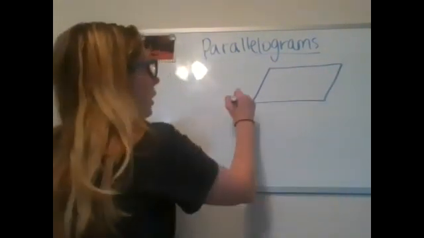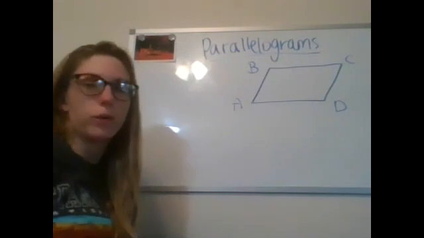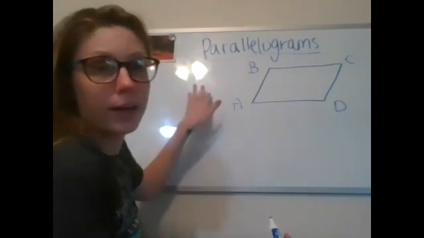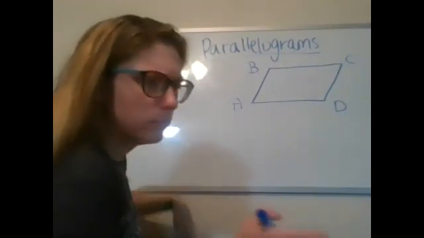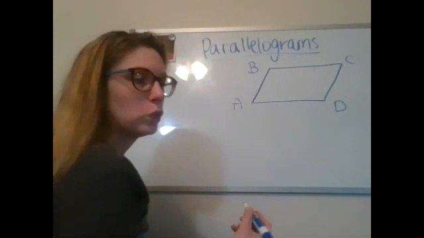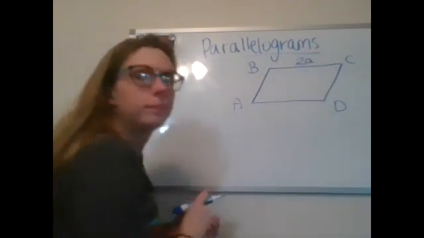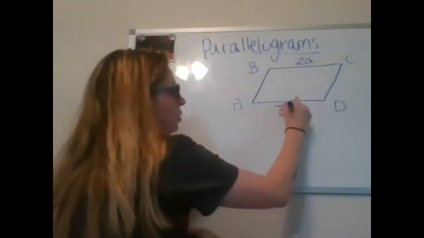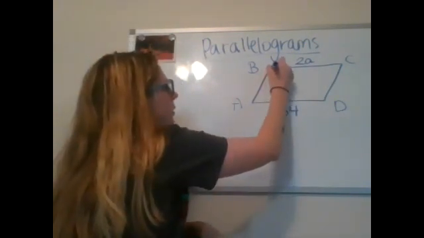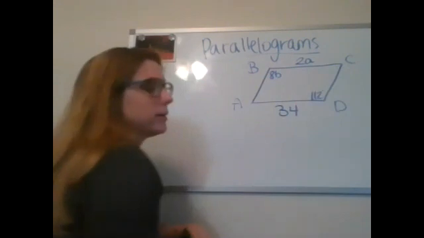All right, so we're going to start with parallelogram ABCD. Again, it doesn't matter which one you start at. We're going to find little a and little b for what I'm about to label. This side up here, BC, is equal to 2a, and AD is equal to 34. Angle B up here is 8b, and angle D down here is 112 degrees.